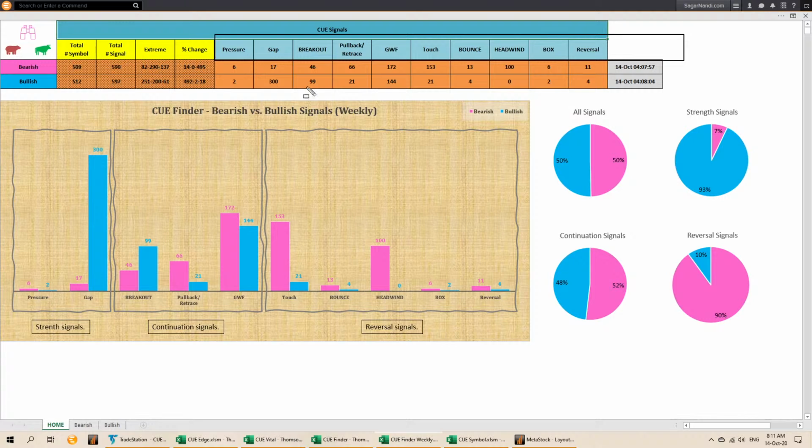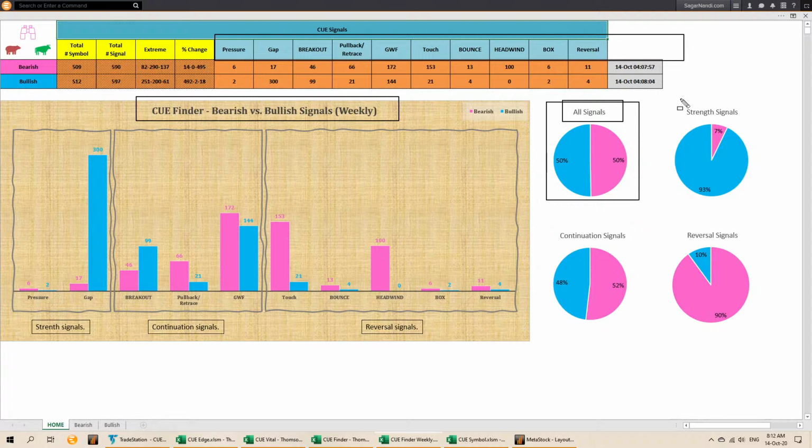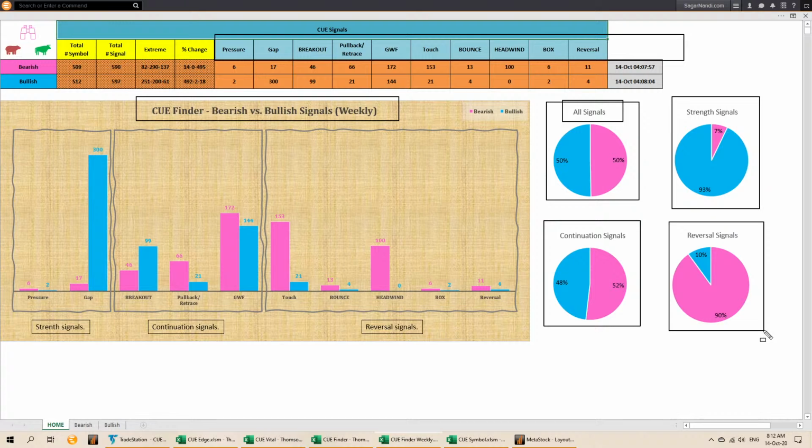And for the weekly period, it is balanced between bulls and bears. If we consider all signals, strength signals are very bullish, trend continuation signals are balanced, and reversal signals are bearish.